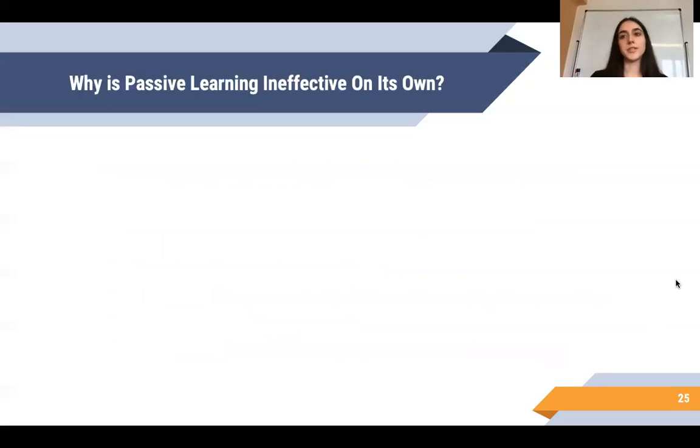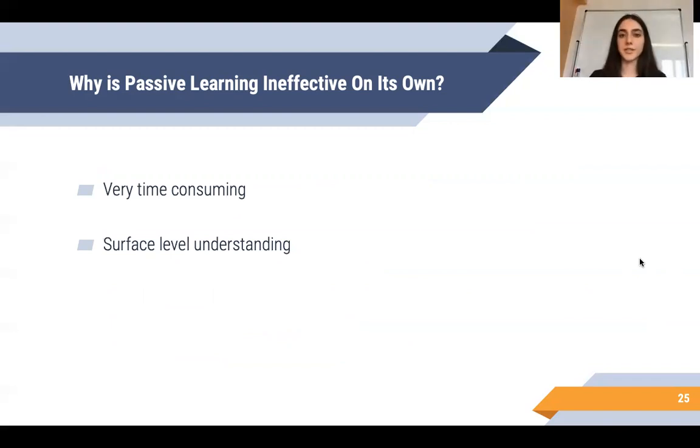So why is passive learning ineffective on its own? First of all, it is extremely time-consuming. You can imagine that if you rewrite notes again and again for the purpose of memorizing them or for the purpose of learning them, it's going to take a lot of time that you could have used otherwise. The second problem is it only provides surface level understanding. It's very much impossible to build a deep understanding of anything just by reading about it or just by hearing about it. You have to engage with it more deeply.